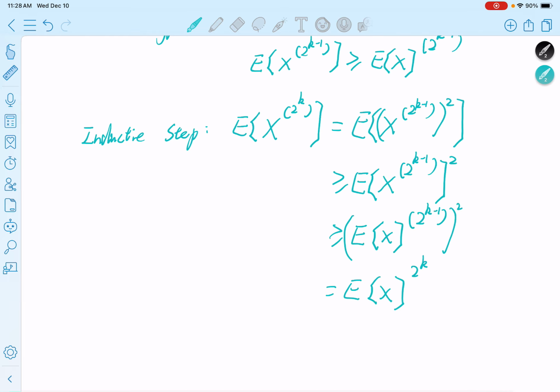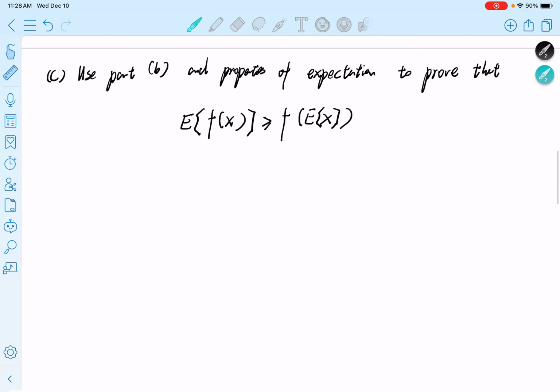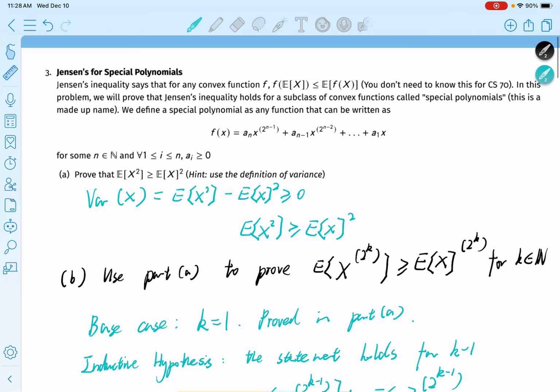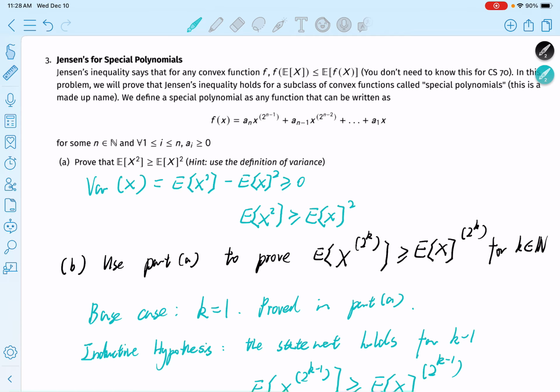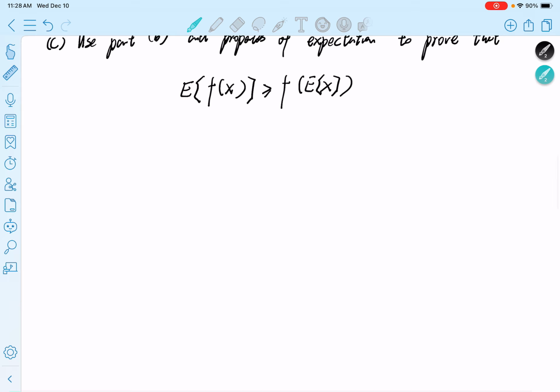But this is not the end of the question because we still have part C. Part C, use part B and properties of expectation to prove that e of f of x is greater than or equal to f of e of x. So this is a final statement of Jensen's inequality. So let's remind ourselves what is f of x. F of x is a special case of the polynomials. So we can just write down the expression of f of x.